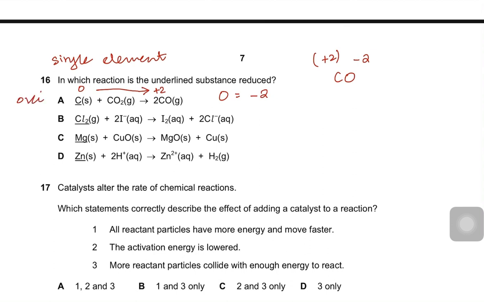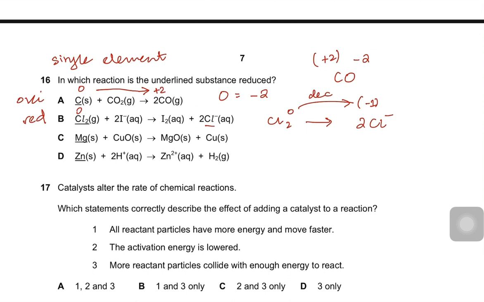When you look at chlorine, chlorine is again 0 because it's a single element. When you look at the equation, it is becoming -1. So chlorine was 0, but then it's becoming chloride ion, which has an oxidation number of -1. So it's a kind of decrease, which means reduction. So my vote is going for option B because it is indeed reduction.